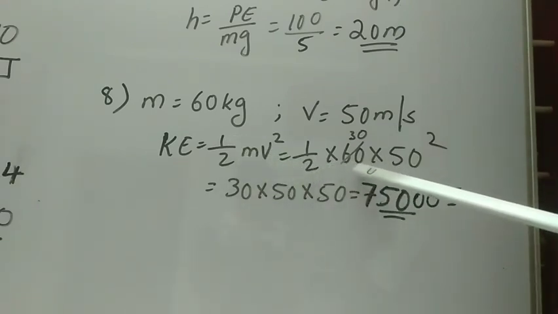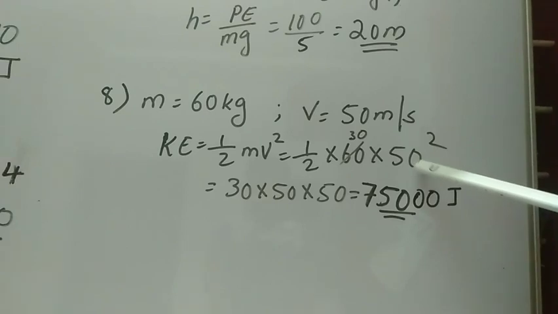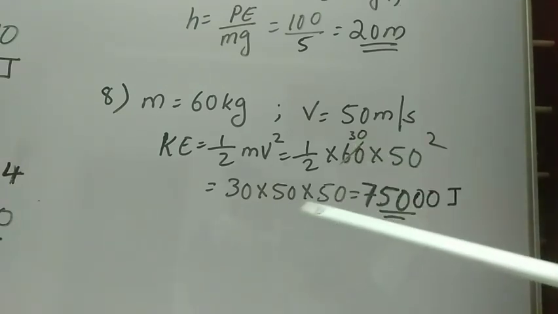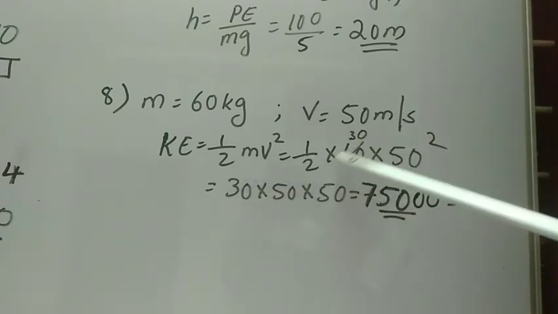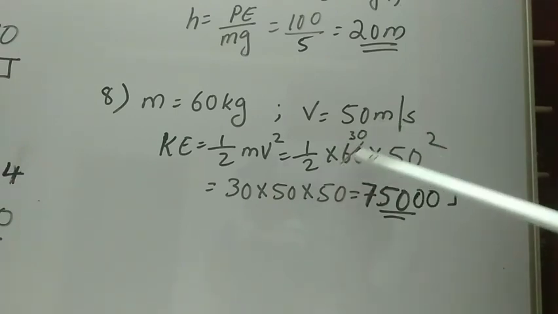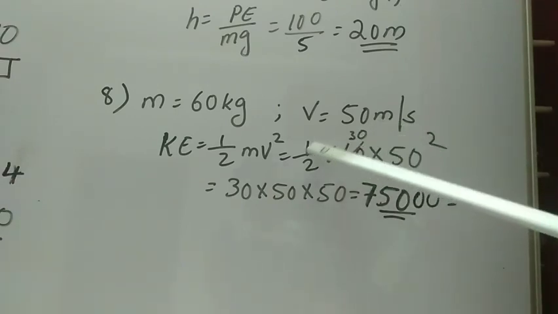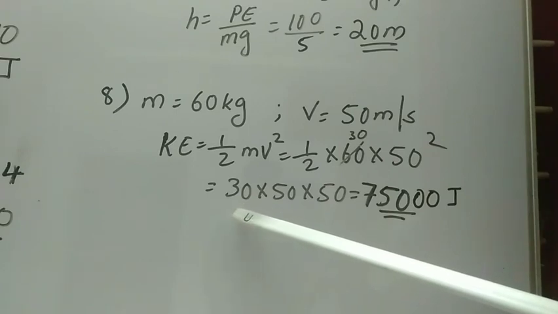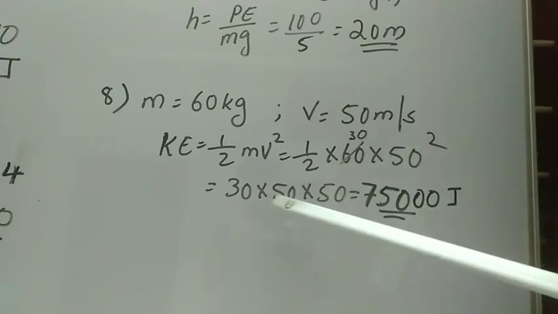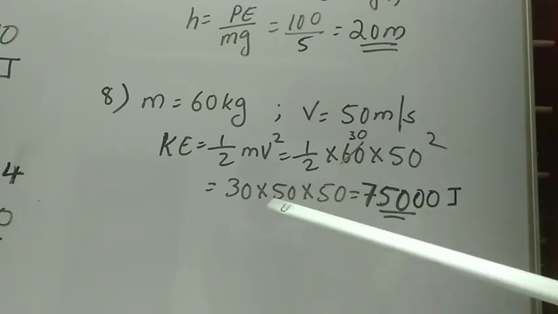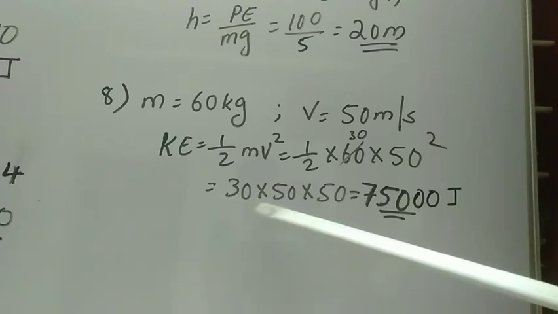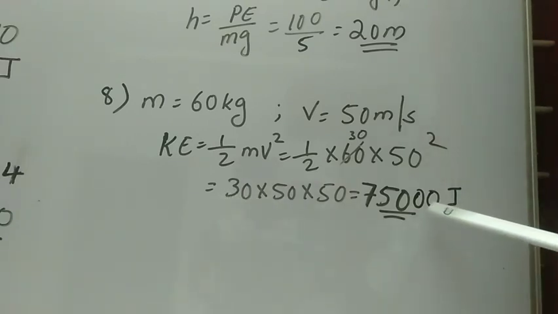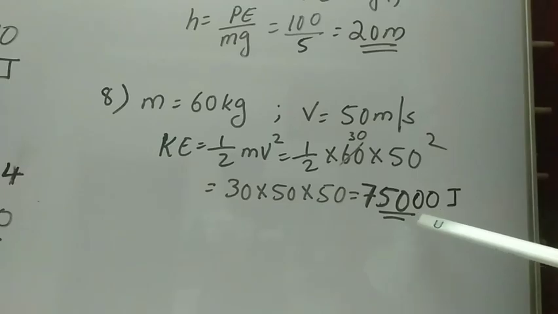Kinetic energy is equal to half mv square, half into mass into velocity square. Mass is 60, so half into 60 is 30. So 30 into 50 square. 50 into 50, 5 into 5, 25 into 3, 75, and 3 zeros. You will get 75,000 joule.